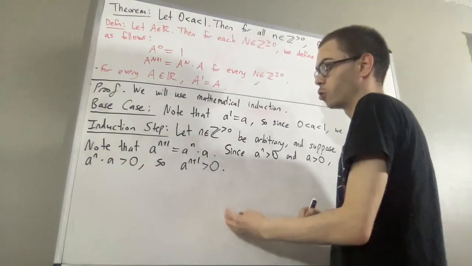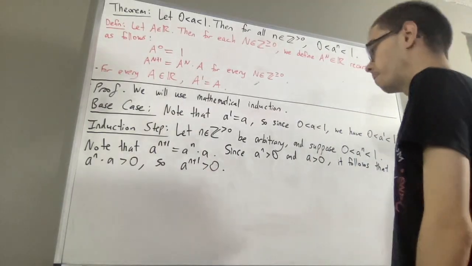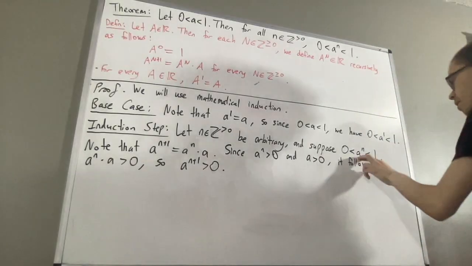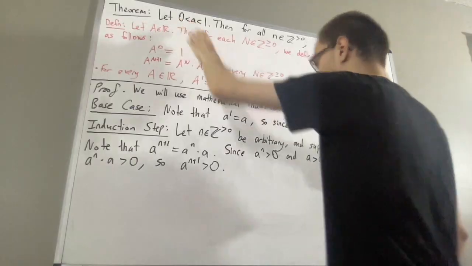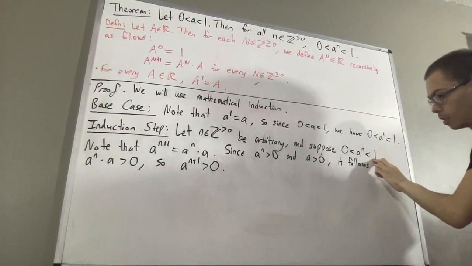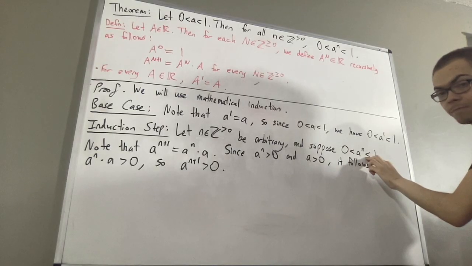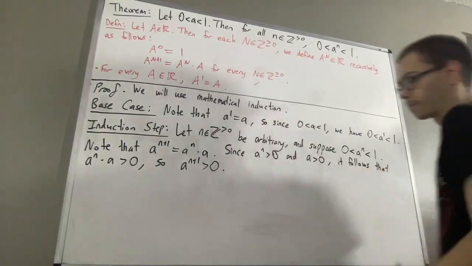So now all we have to do is show that a to the power of n plus 1 is less than 1. Well, we know that a to the power of n is less than 1. Since a is positive, if we multiply a on both sides of the right-hand inequality, well then the sign of the inequality remains the same. We're going to be left with a to the power of n times a is less than 1 times a.